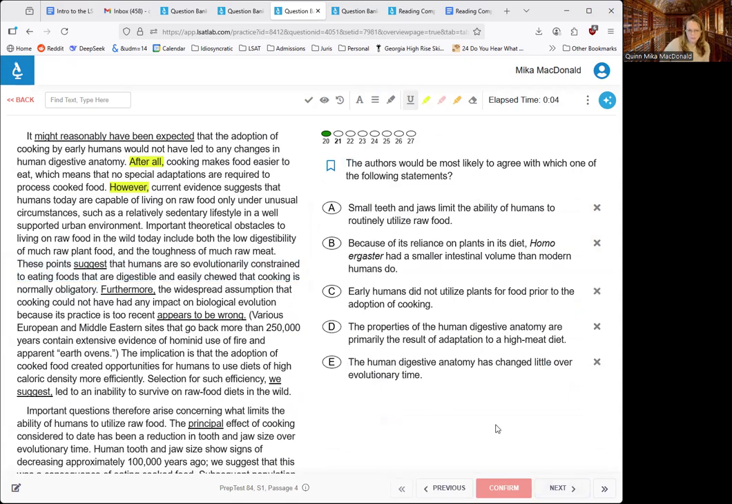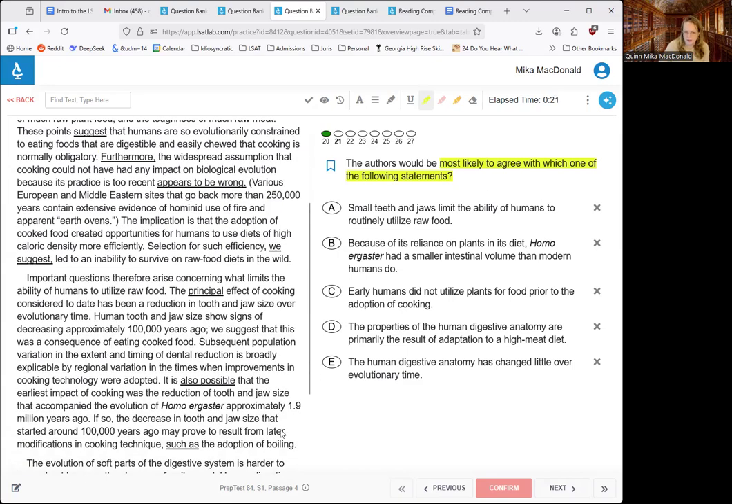Author agreement. So this is what we would call, or at least I would call, an untargeted prompt, right? Some inference questions give you specificity, right? Would agree about which of the following statements about cooking technology, right? They give you a little more specificity about the topic. Whereas this sort of prompt can refer to anything in the passage. Definitely makes it a little more difficult.